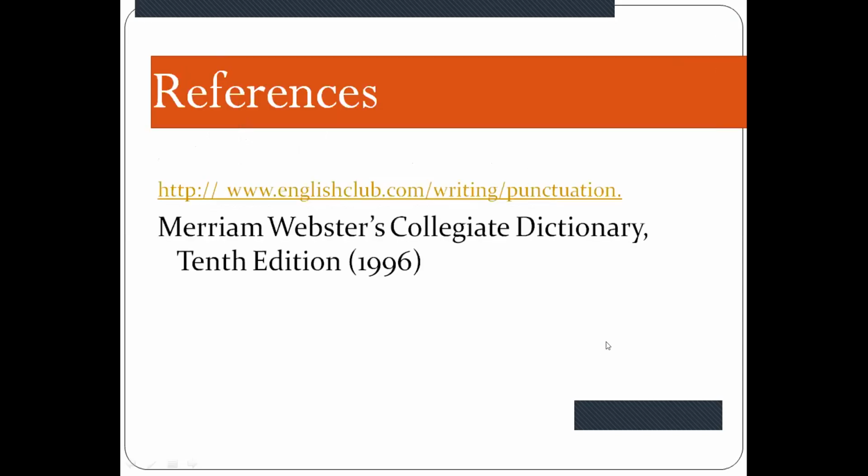So, for more reference about punctuation marks, you can visit theenglishclub.com, writing stock punctuation, Merriam-Webster's Collegiate Dictionary, 10th edition, 1996. You visit it and you see more about punctuation.